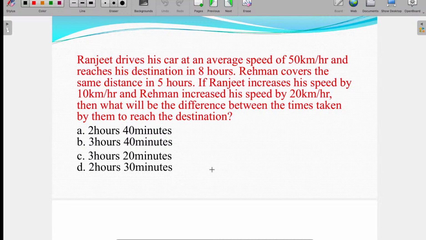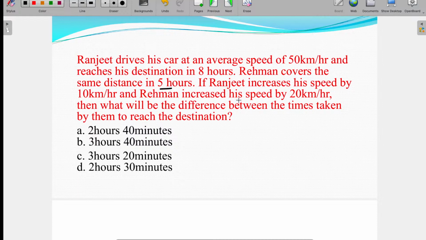Read the question properly and then write. First statement: traveling a total of 400 kilometers. Yes or no? According to the first statement, he traveled in 5 hours. Same means same distance, which means 5 into 50.